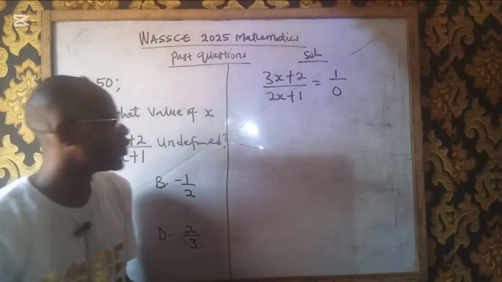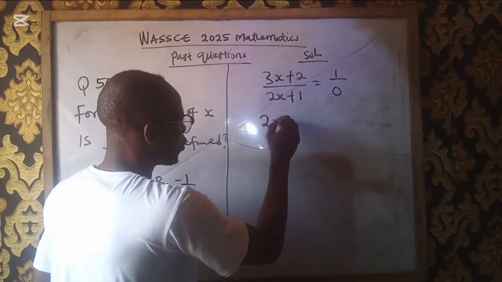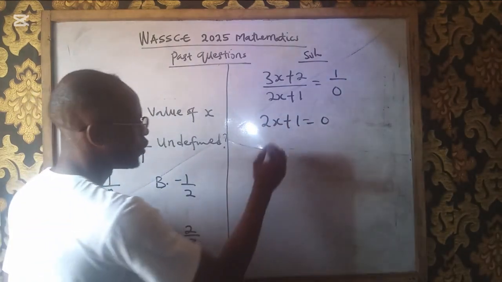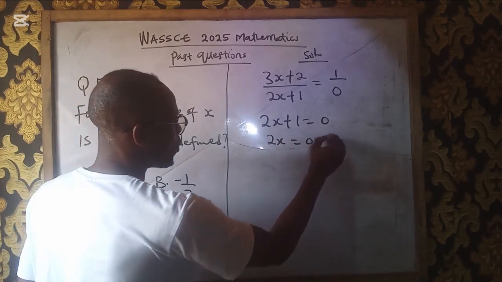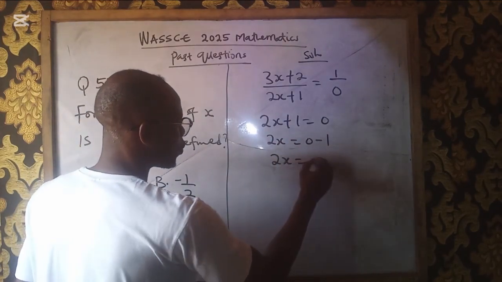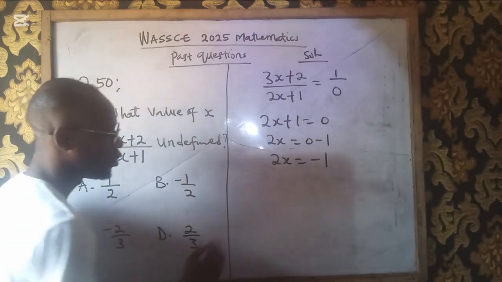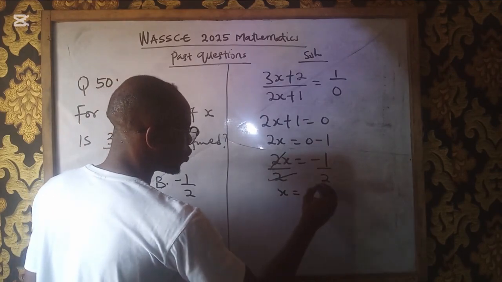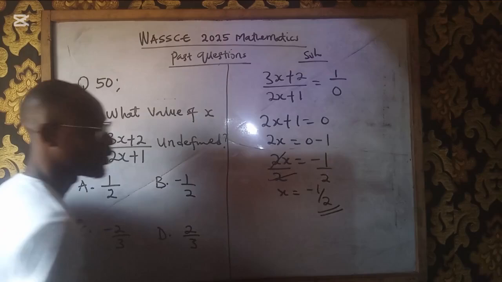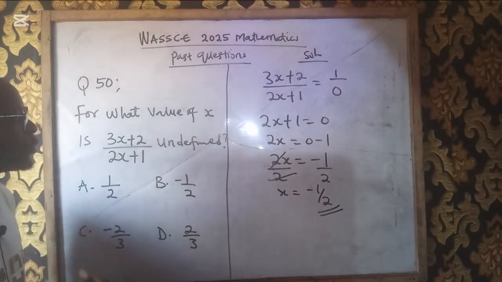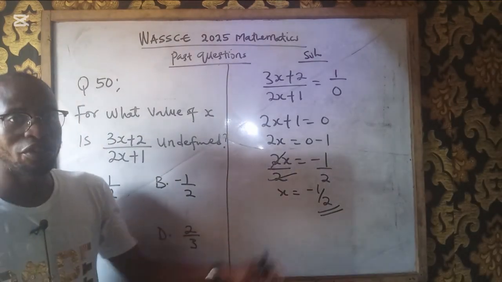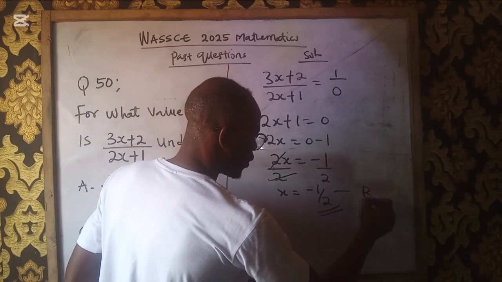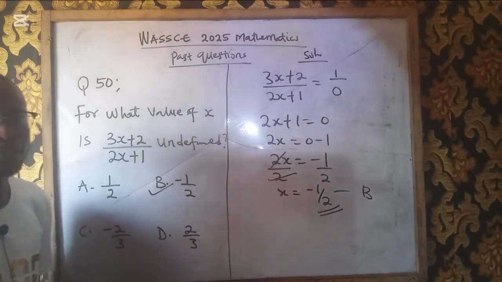Do you understand? So in that case, I will just take 2x + 1 = 0. Then I'll collect like terms. This is going to give us 2x = 0 - 1, and that's 2x = -1. To get the value of x, I will divide by 2. Therefore, x = -1/2, which is my final answer. So what will make this expression undefined is negative 1 over 2, and that's option B.